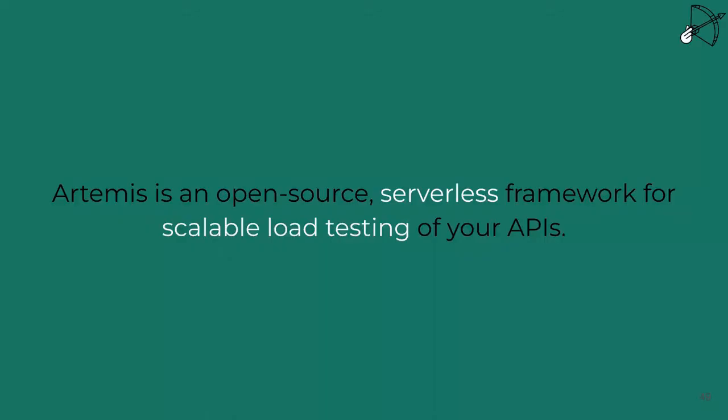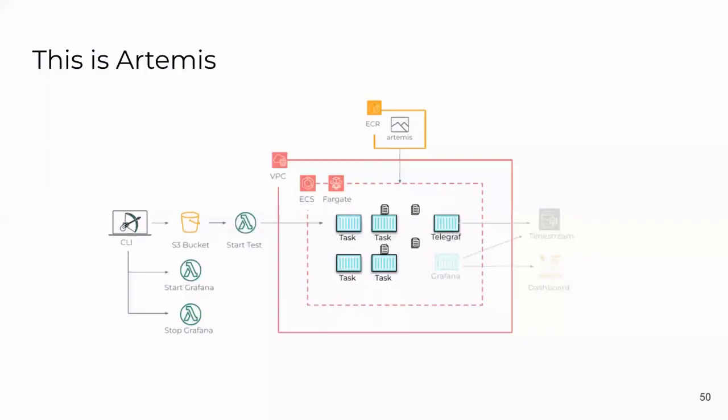At this point, we've covered the four main components of Artemis: load generation, aggregation, data storage, and result visualization. Again, Artemis is an open source, serverless framework for scalable load testing of your APIs. Artemis deploys the necessary infrastructure for performing API load tests to a user's AWS account. Artemis leverages K6, an open source load testing tool that allows developers to write load tests in JavaScript.